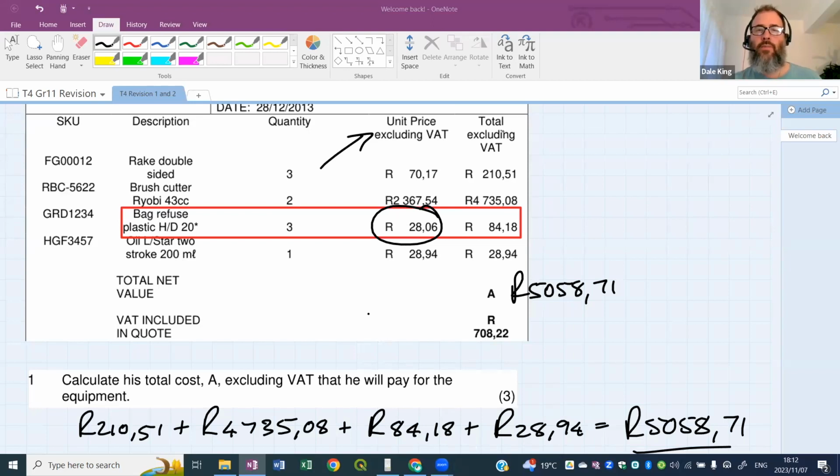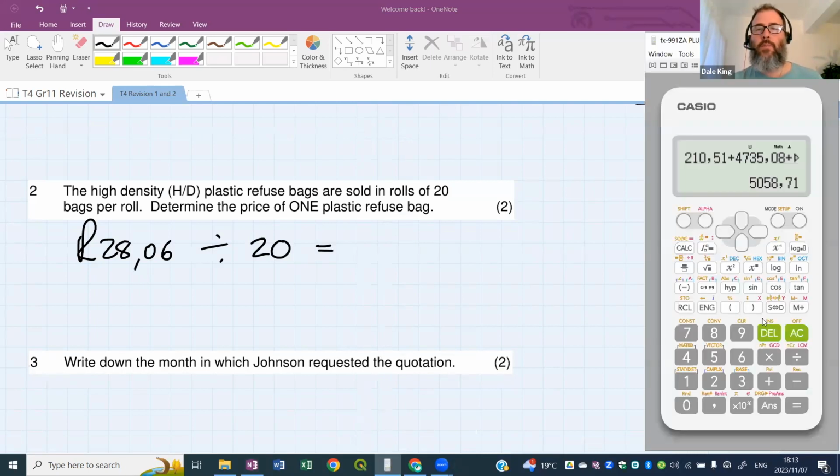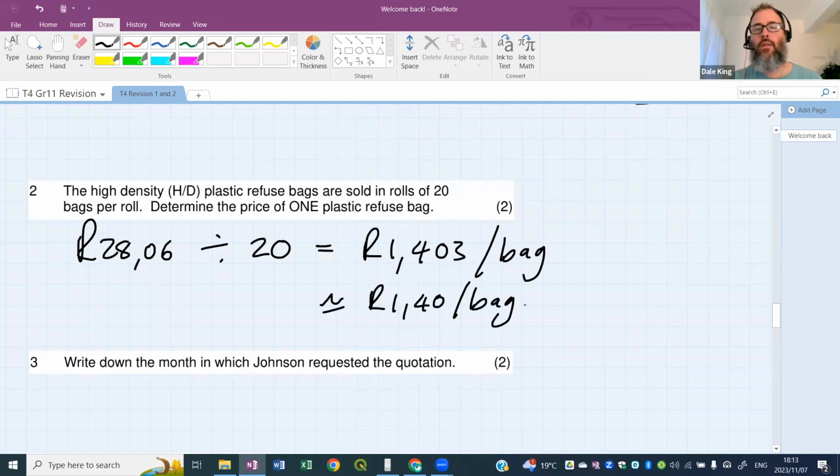This person bought 3, and 3 costs 84 Rand. So we don't want to use the 84 Rand 18 because that's the price for 3 rolls. We just want one roll, which is 28.06. So down here, we're going to say it's 28.06 for one roll, and each roll has 20 bags. Okay, so we're going to divide this by 20. All right, so 28.06 divided by 20 equals 1.403. Put the decimal in there, 1.403 per bag. And we're going to round this off to 2 decimal places, 1.40 per bag. All right, Keon, well done.